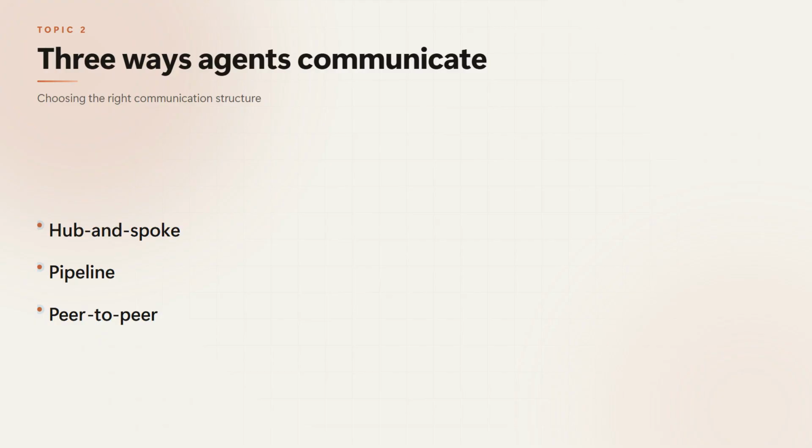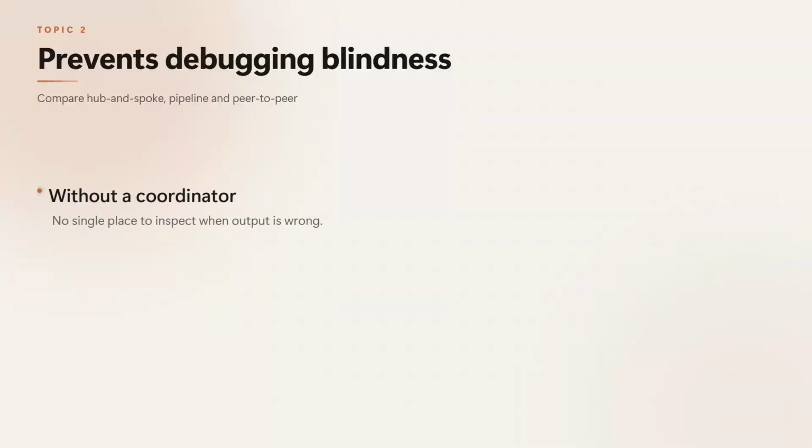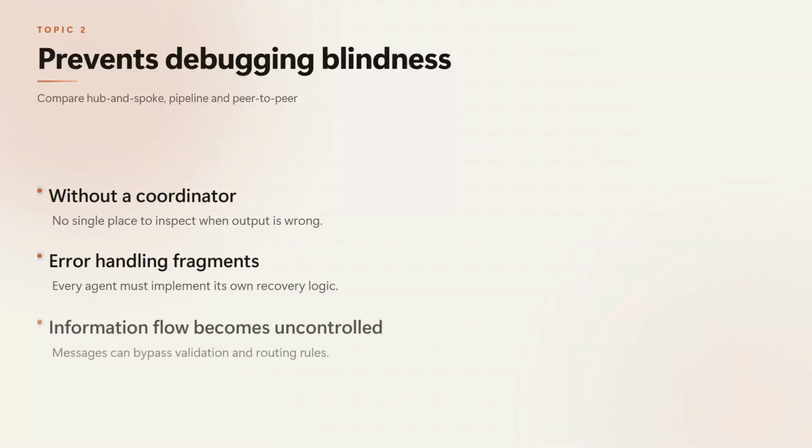The distinction people get wrong is thinking peer-to-peer is just a faster hub-and-spoke. It is not. It is a fundamentally different model that gives up centralized observability. In production, without a hub-and-spoke coordinator, you lose the ability to debug from a single trace.